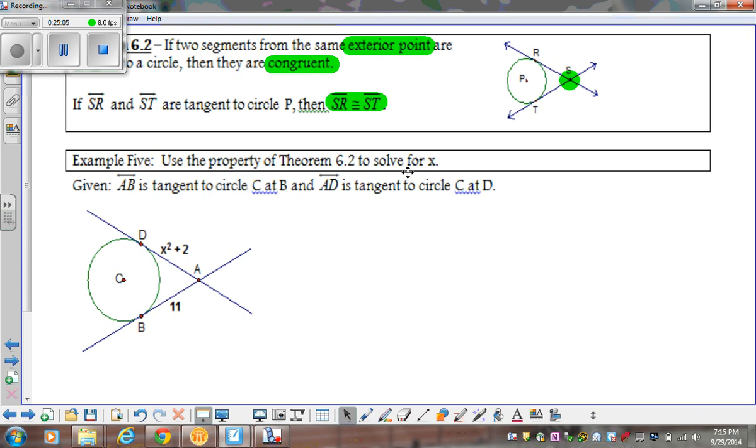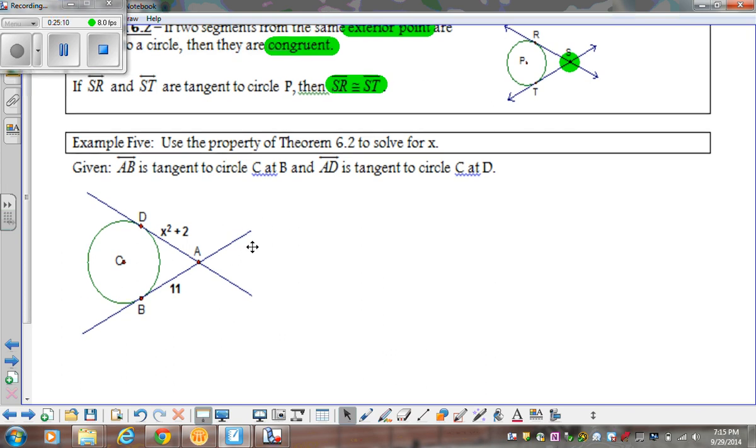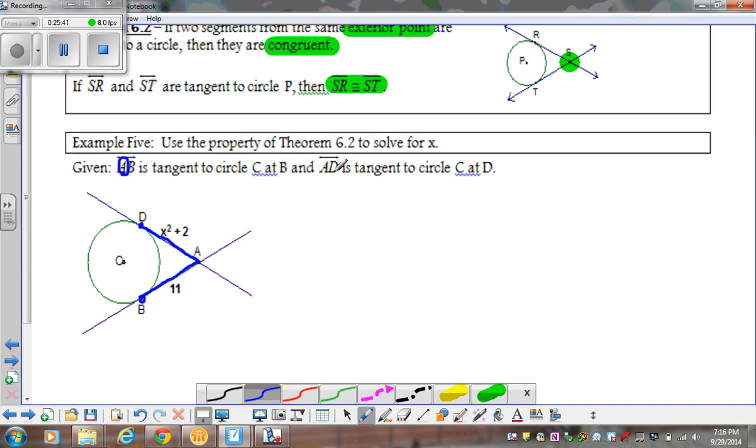It says use the property of theorem 6.2. Once again, don't worry about theorem 6.2, just know the premise, to solve for x. They give us a couple things here. First thing they say is that AB is tangent to circle C. That's key. We need to know that AB is tangent. And at B, so it's tangent to circle C at point B, and we know that line AD, this line right here, is tangent to circle C at point D. So both of these pieces are tangent to the circle. And if you notice, they both share point A, which means they are intersecting out here at point A.